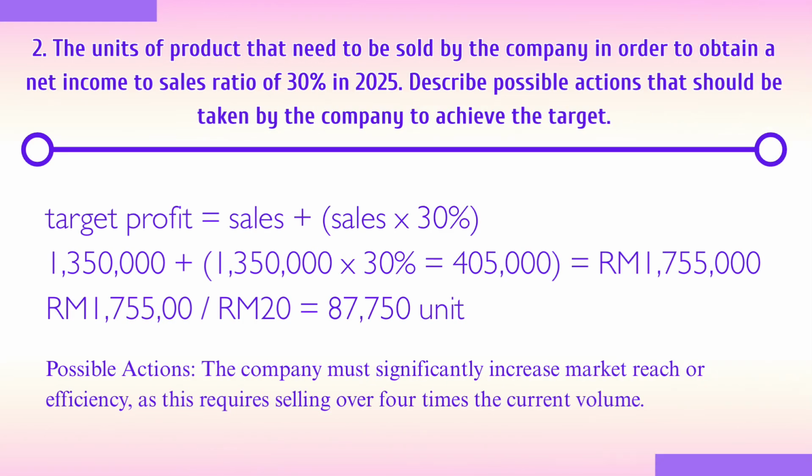To achieve a 30% net income to sales ratio in 2025, the company needs total sales of 1,755,000, which requires selling about 87,750 units at 20 ringgit each. This is a large increase in sales volume, so the company should expand its market reach, strengthen marketing effort, improve efficiency, and control costs to meet the target.